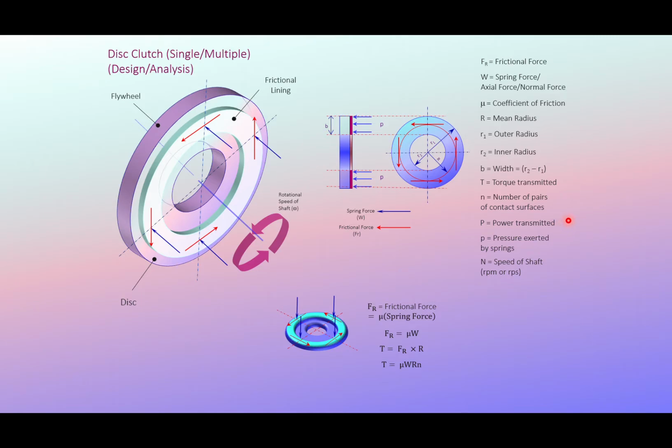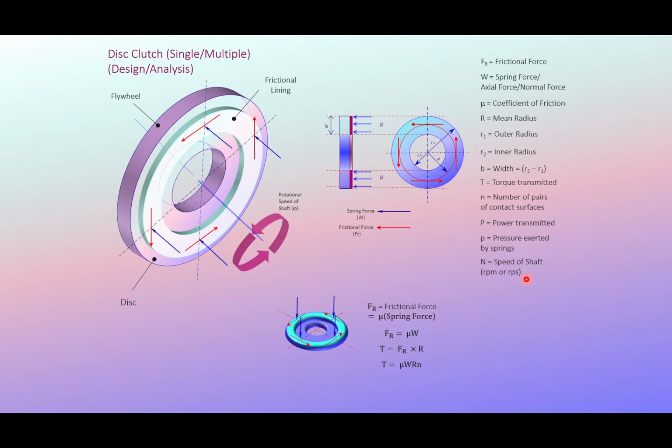The capital P that we use here is the power transmitted. And the lowercase letter p will be the pressure exerted, the axial pressure or the normal pressure here. This pressure usually is exerted by the spring. You have springs placed in between the clutch and the pressure plate. And N is the rotational speed in RPM or RPS.